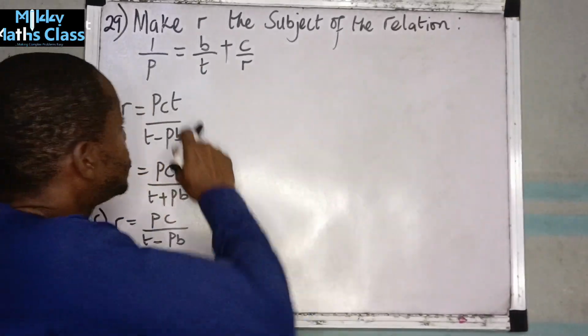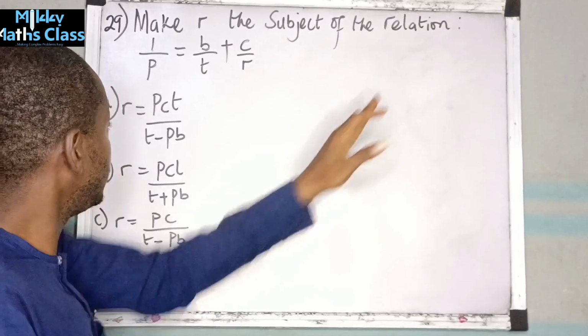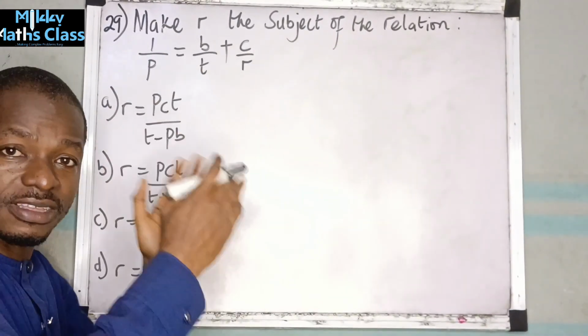All right, let's look at question 29. It says make R the subject of the formula 1 over P equals B over T plus C over R.